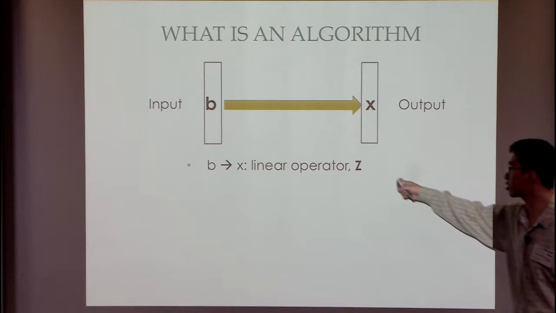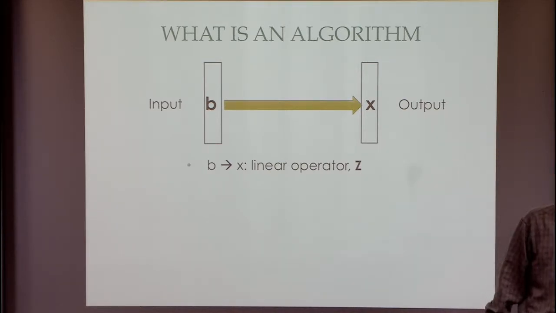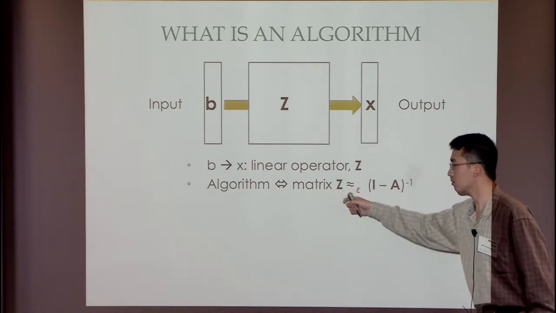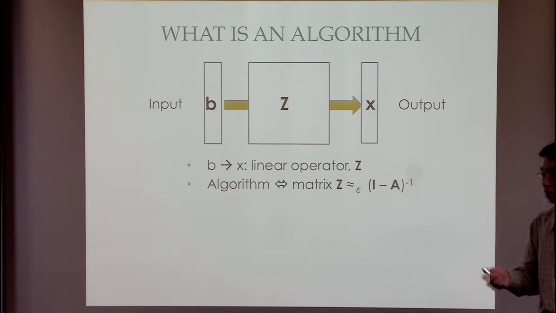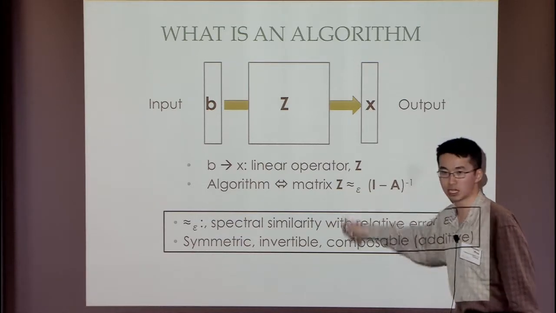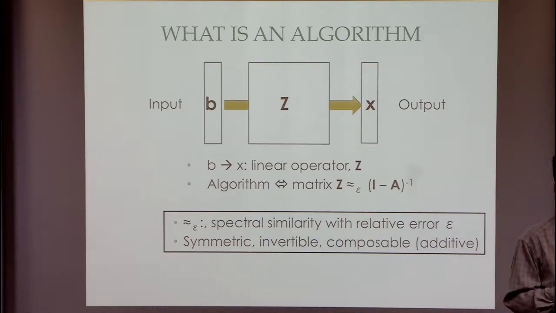So because we have a linear operator Z, what we can do is just write it down as a matrix. I claim that most numerical algorithms can be viewed as corresponding to a matrix, and we're just doing a matrix-vector multiply involving b. Our goal is to create a matrix Z that approximates the inverse of my matrix. So this notion of approximation is going to be very important in designing this class of algorithms.